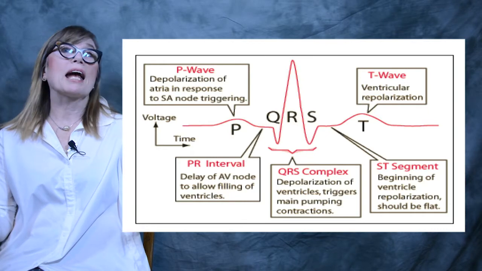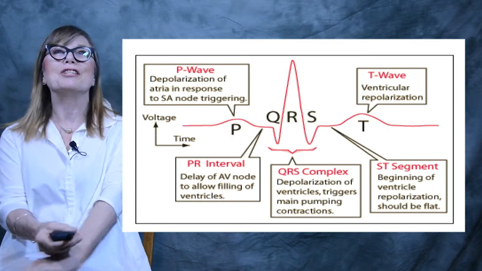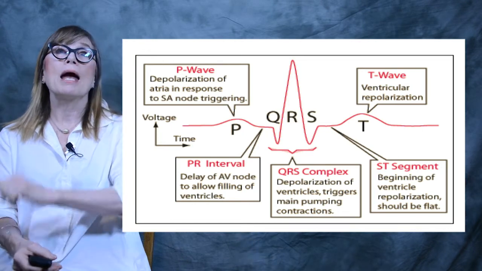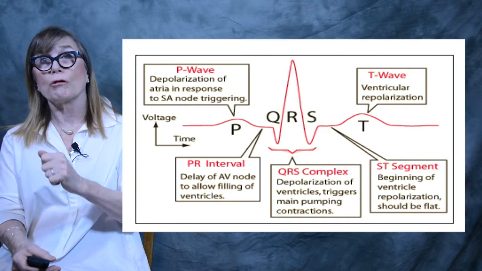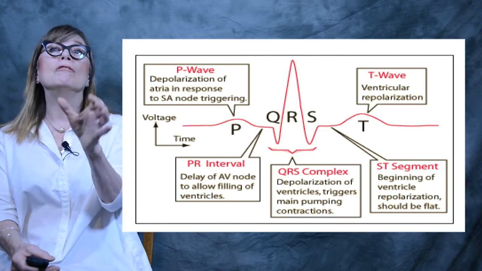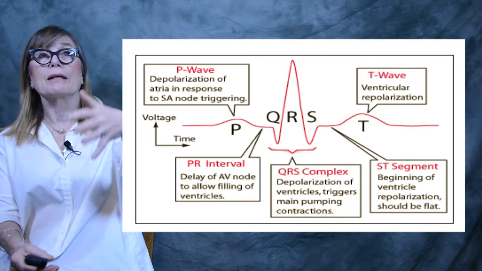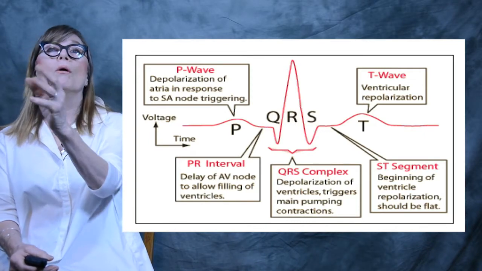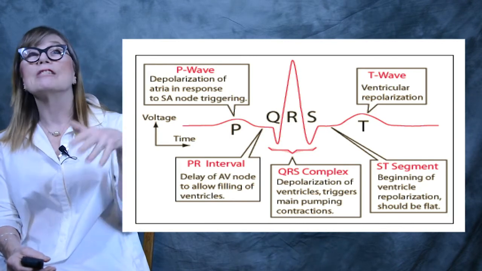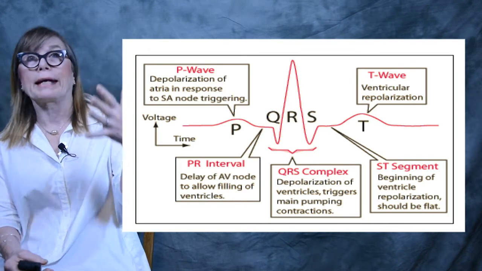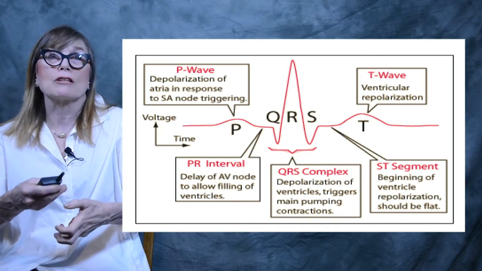So if we just take this last quick look, oh, farewell to our EKG, we see the P wave, which is the depolarization of the atria in response to the sinus node triggering it. The PR interval, which is that nice delay time that allows the atria to contract and fill the ventricles. The QRS, which is the depolarization of the ventricles, and that is what is triggering that main pump for the calcium to be moved into the myocyte for contraction.